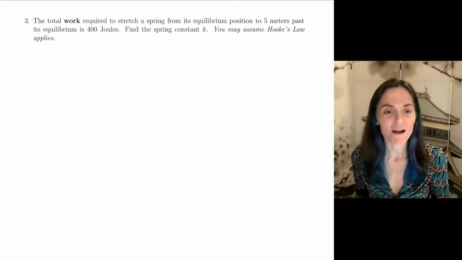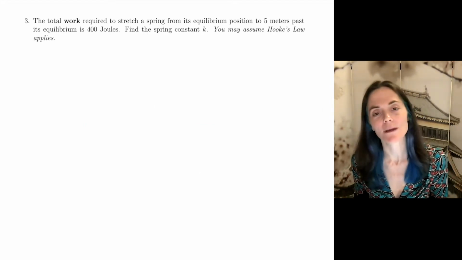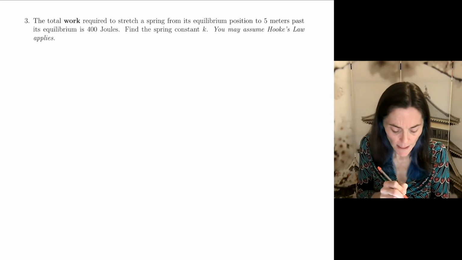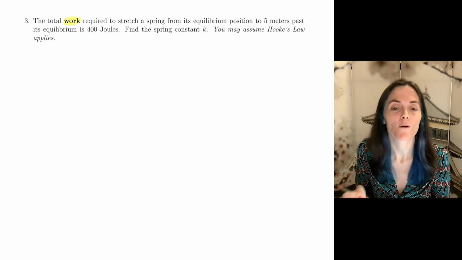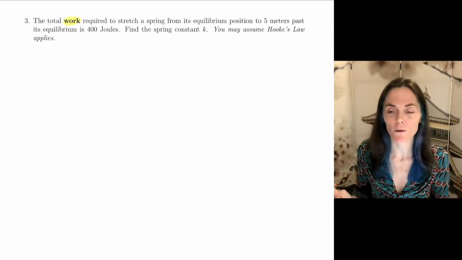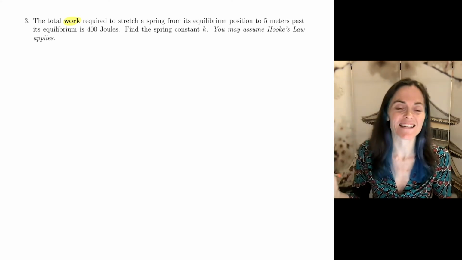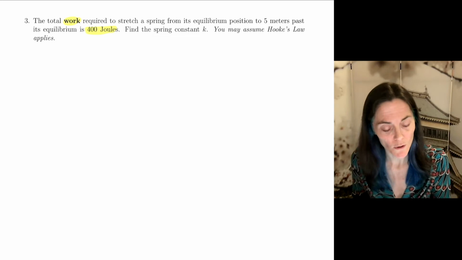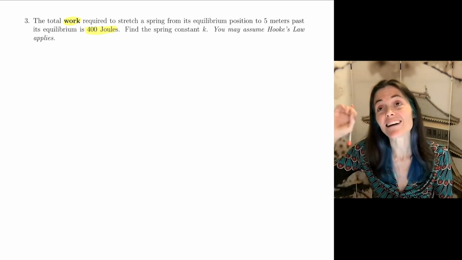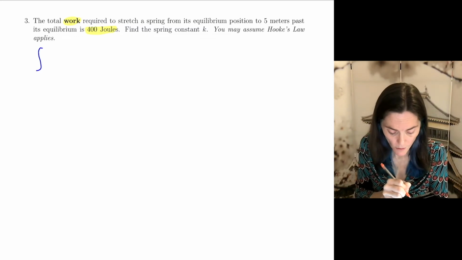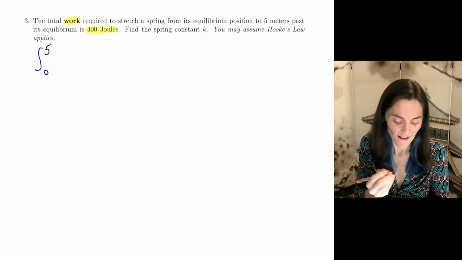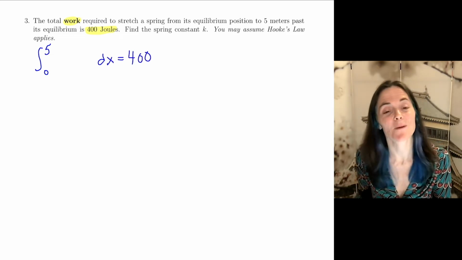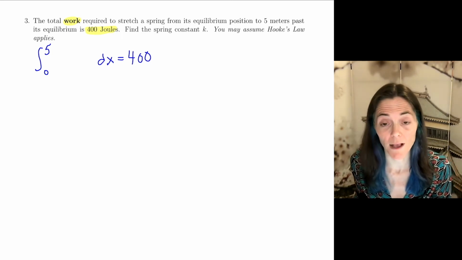Number 3, this one involves a spring, and this is still section 3.9. You will notice this is much shorter than the last 2 we have done. So let's read what we're given here. We are given the total work required to stretch a spring from its equilibrium to 5 meters past its equilibrium is 400 joules. Now let me just write down what we're told so far. It's a work, and we know work is an integral. So this would be an integral from 0 to 5 of something is 400. This is what we're given. And then we want to find the spring constant K.